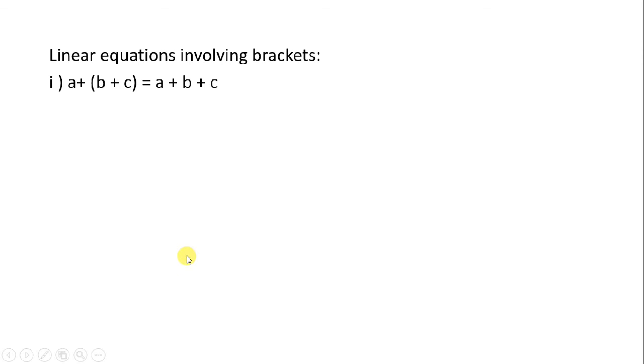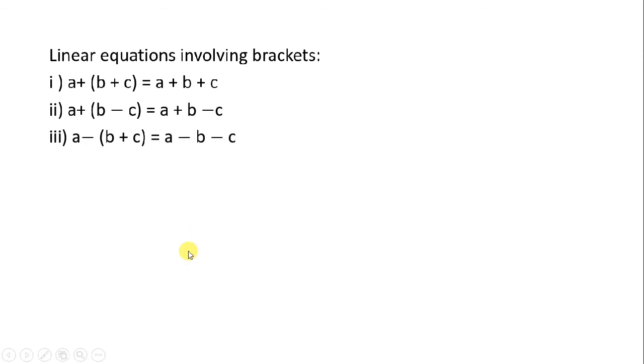As simple as that. Now, sometimes they give linear equations involving brackets. What if our brackets look like this? Where you have a plus open brackets b plus c. That one where you have all positive operations, you are going to have a plus b plus c when you get rid of those brackets. What if you have a plus open your brackets b minus c? You are going to get a plus b minus c.